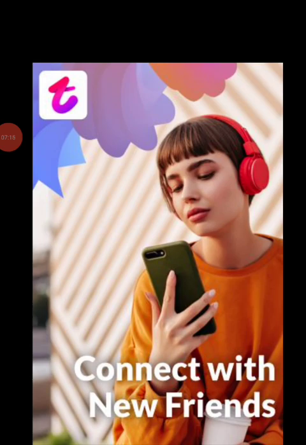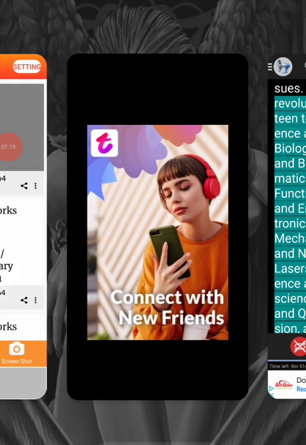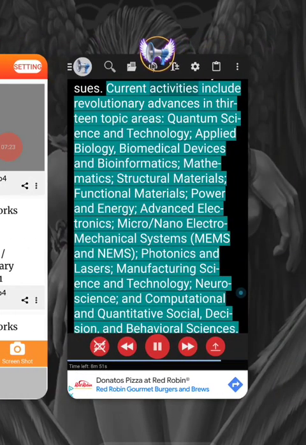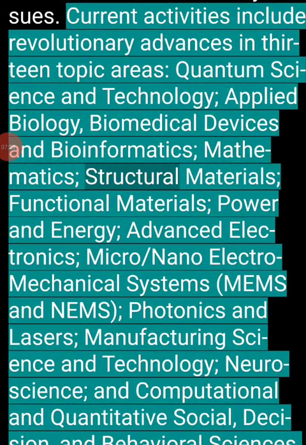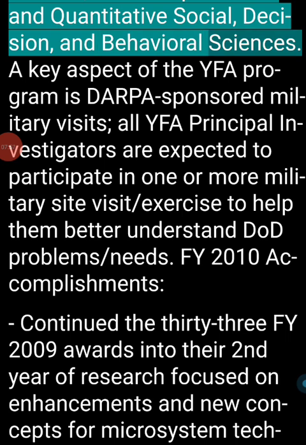Current activities include revolutionary advances in 13 topic areas: quantum science and technology, applied biology, biomedical devices and bioinformatics, mathematics, structural materials, functional materials, power and energy, advanced electronics, micro/nano electromechanical systems, MEMS and NEMS, photonics and lasers, manufacturing science and technology, neuroscience, and computational and quantitative social, decision, and behavioral sciences.